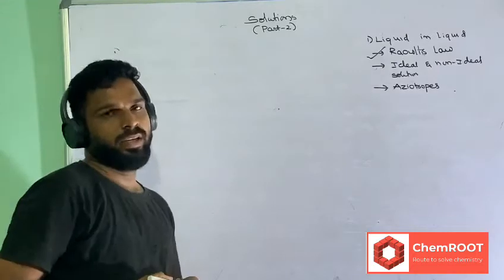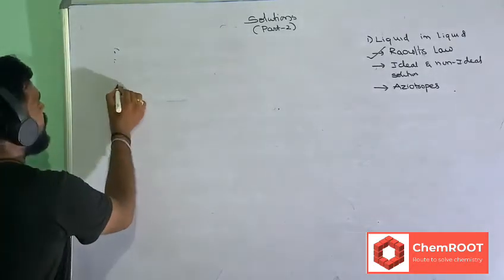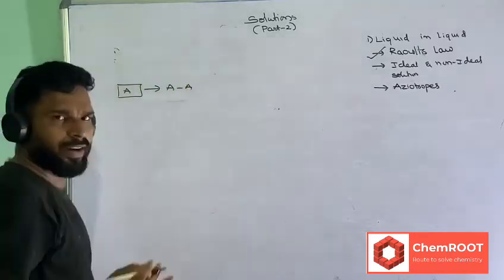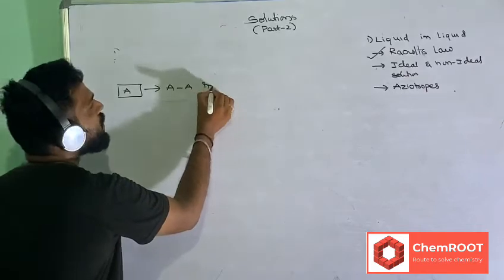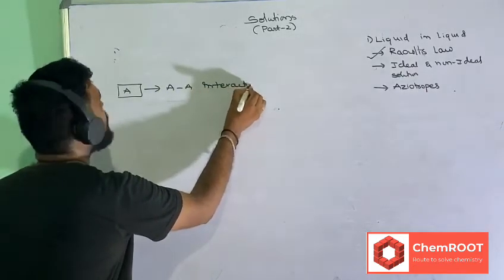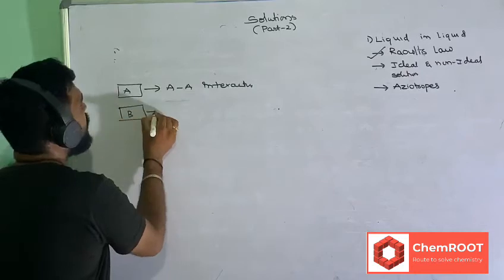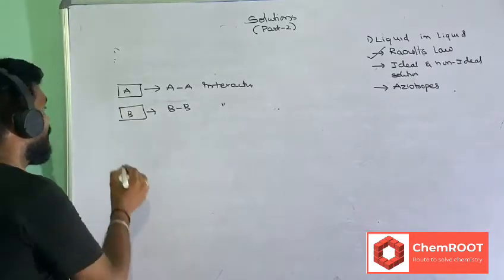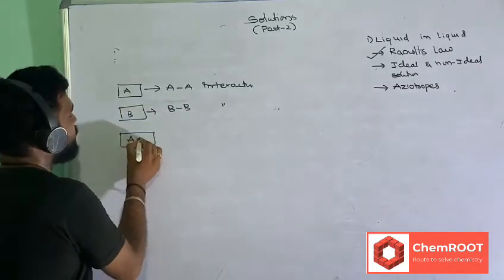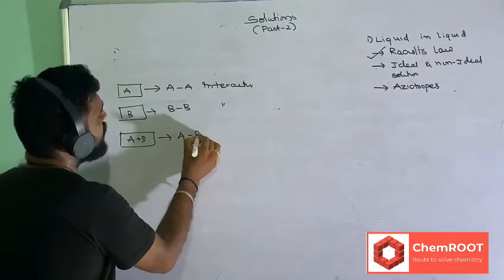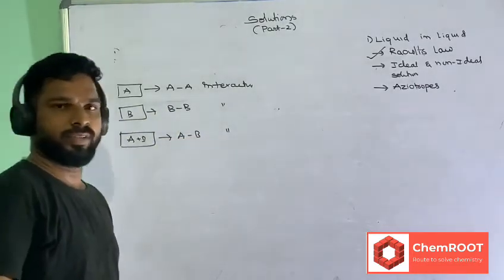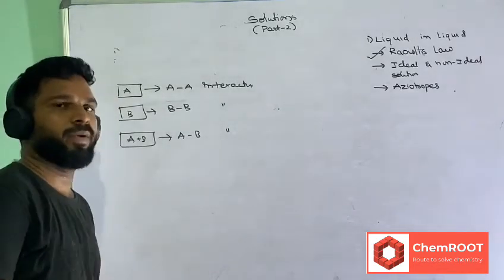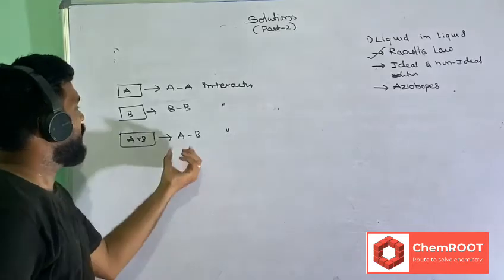Okay, so here I am mixing two solutions. Take A solution: it has some interactions. What interactions will be there? AA interactions will be present. And if I am taking B solution, then what type of interactions will be present? BB interactions will be present. And if I am mixing this A and B, then I will get new interactions, AB interactions. So AA interactions, BB interactions and AB interactions will be present when the solution is formed.